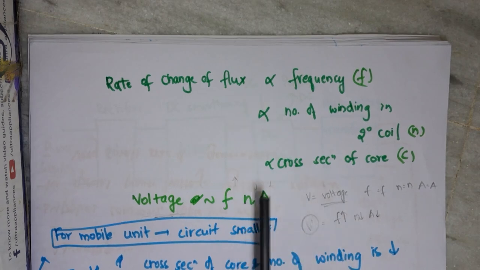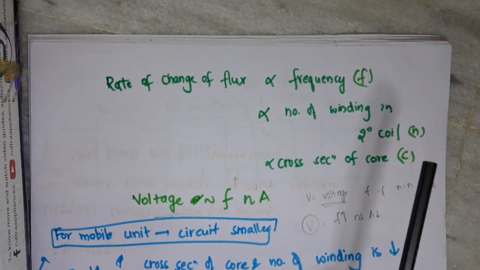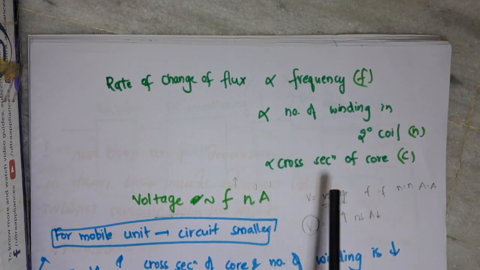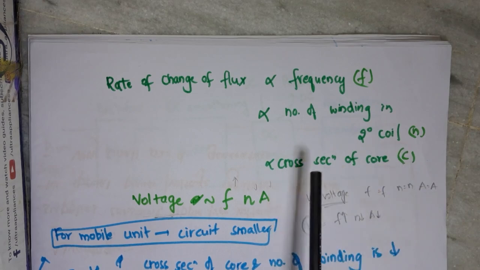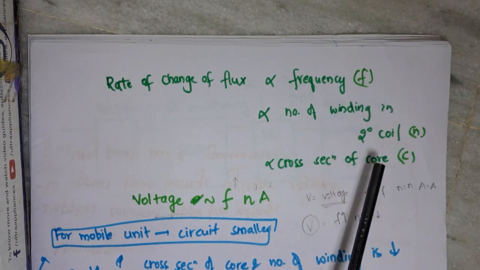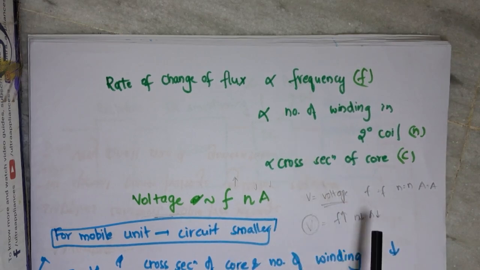So what is the result of this? We have seen in mobile X-ray units, we need the size of the generator to be as small as possible so that it can be moved very easily. So how can we do that? The cross sectional area of the core, that is the iron core, can be reduced, and the amount of wire which is used in the core can be reduced, and the number of windings in the secondary coil is also reduced. But for maintaining the constant voltage we have to increase the frequency.